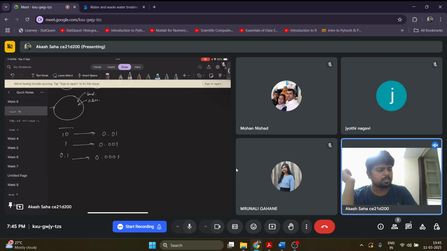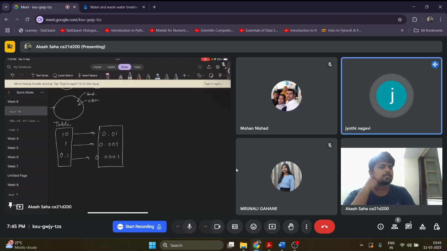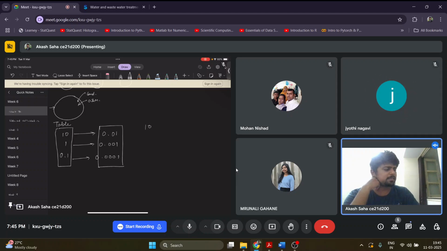So this is what the table is made of. This is the table dilution. But in actual you have done this. So how many times more have you diluted? Any idea? 1,000 times. 1,000 times, right? So it will be like 10 by 0.01. It is 1,000. Again 1 by 0.001. It is again 1,000. So all are 1,000 times dilutions.